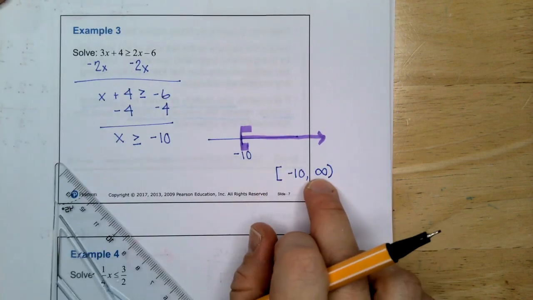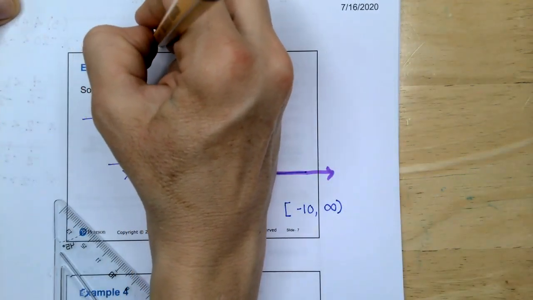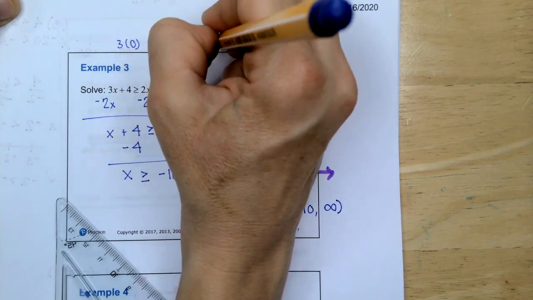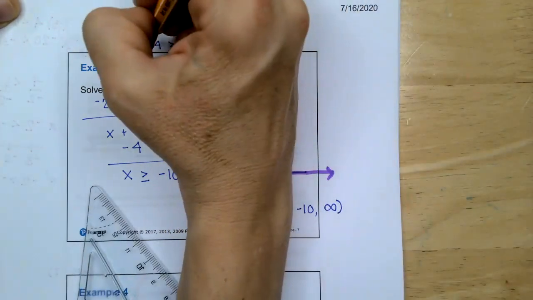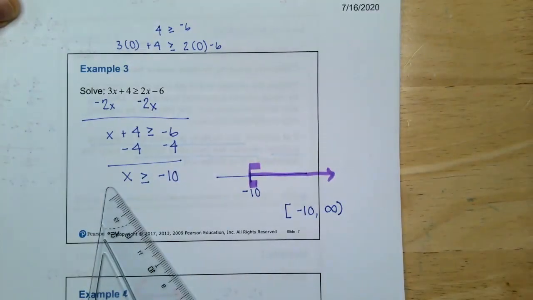Any number bigger than negative 10, so 0. 3 times 0 plus 4 is greater than or equal to 2 times 0 minus 6. Yeah? 4 is greater than or equal to negative 6. It's true.